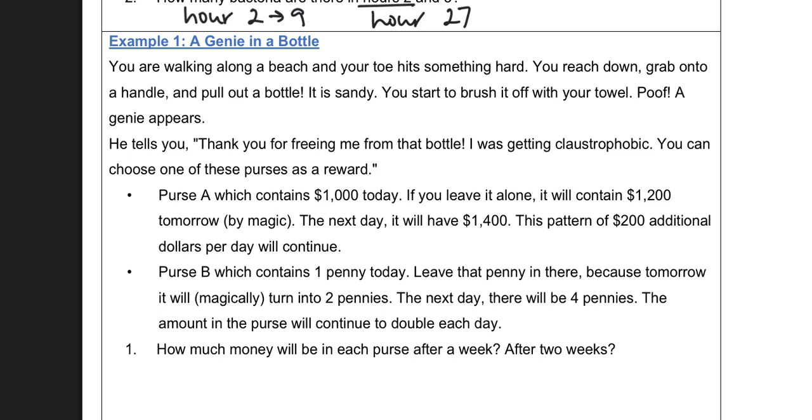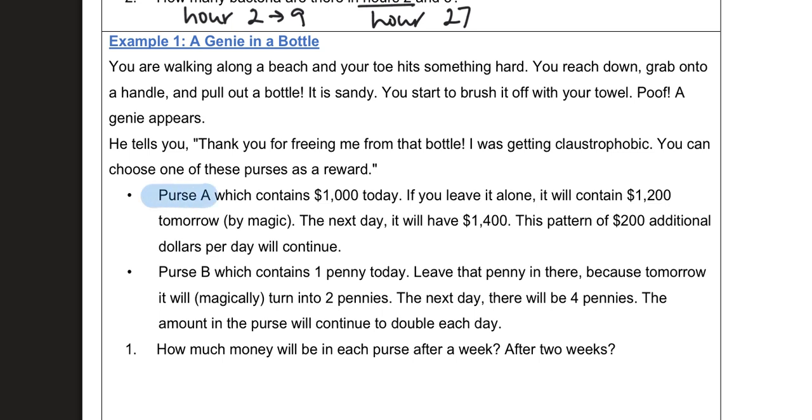Now here we have example 1. So it says you are walking along a beach and your toe hits something hard. You reach down, grab onto a handle, and pull out a bottle. It is sandy. You start to brush it off with your towel, and poof, a genie appears. He tells you, "Thank you for freeing me from the bottle. I was getting claustrophobic." You can choose one of these purses as a reward.